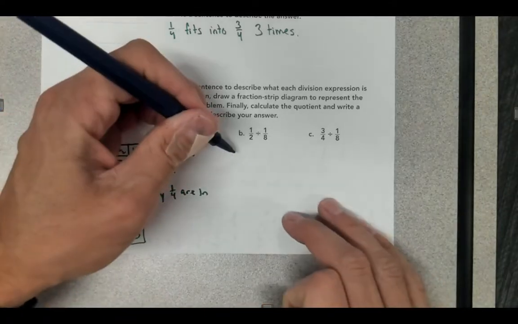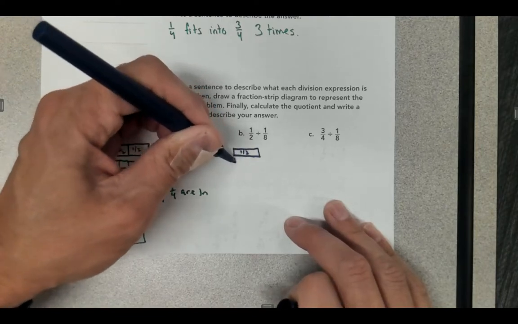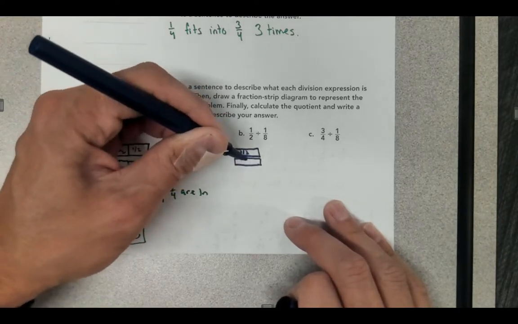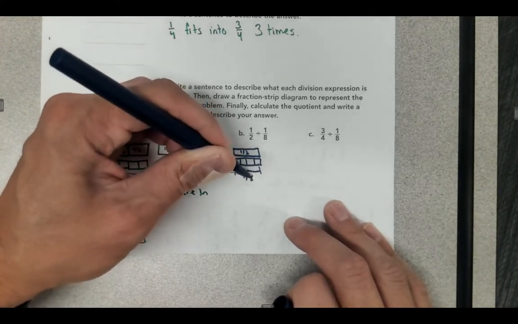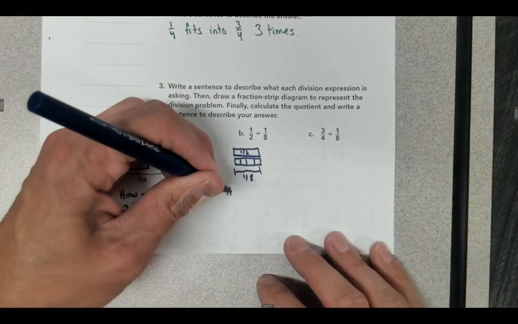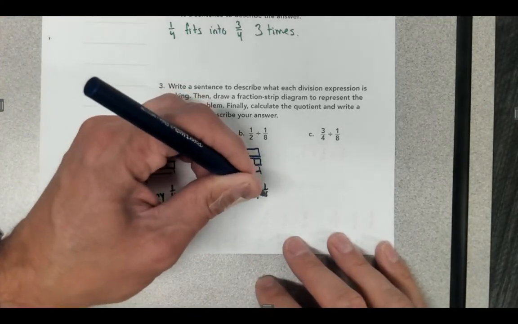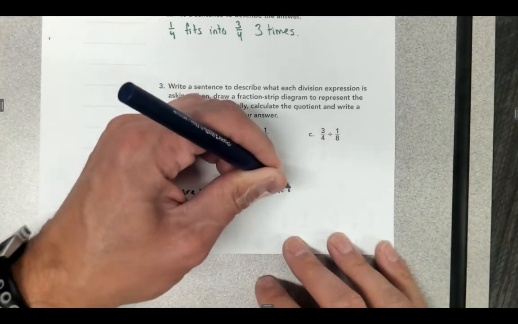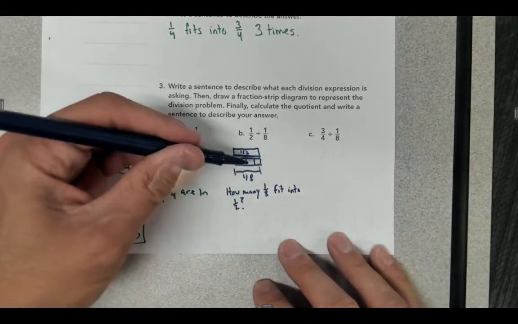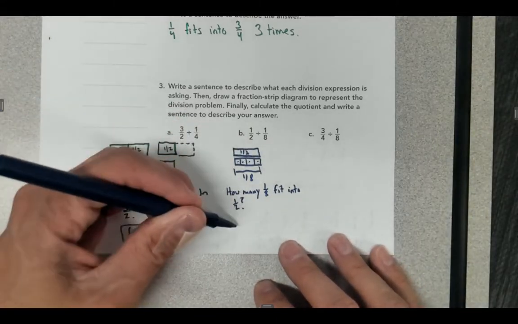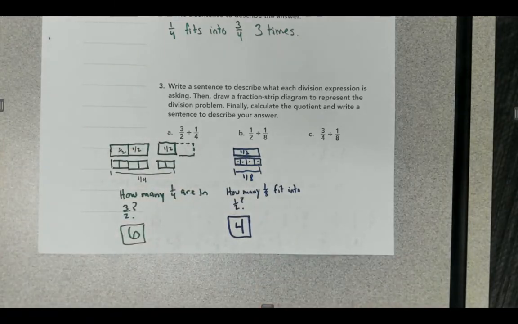I take 1/2. And then 4/8 is the same. So this would be 1/8. And then I would think of how many eighths fit into 1/2. And then my quotient is going to be 4 for this one.